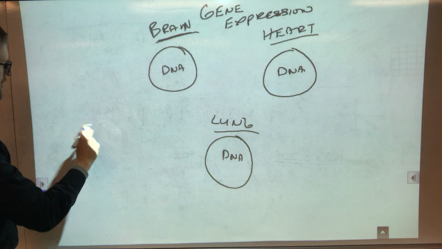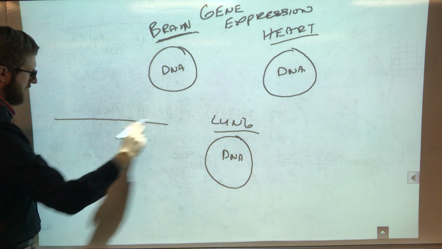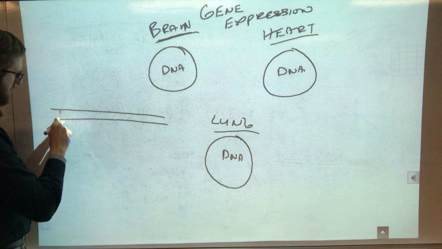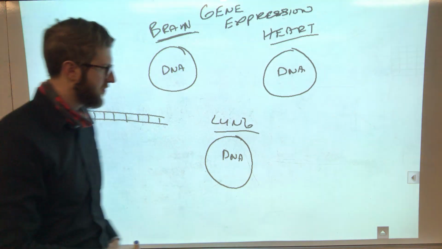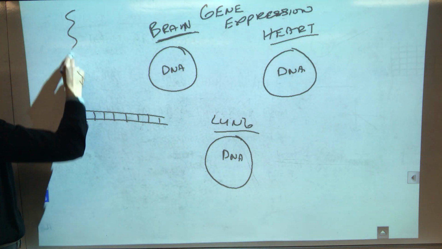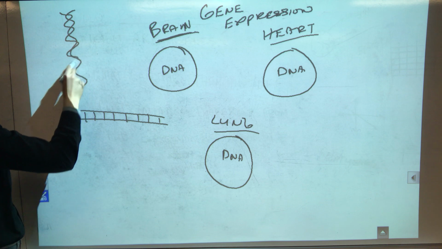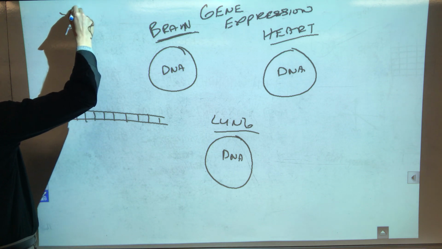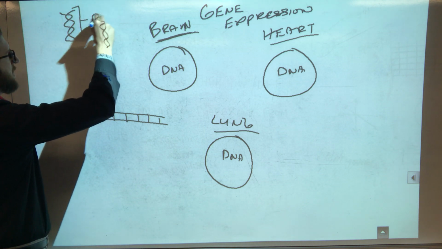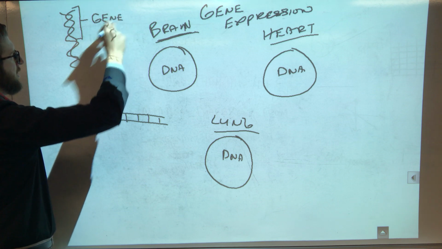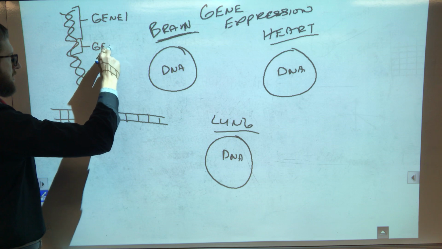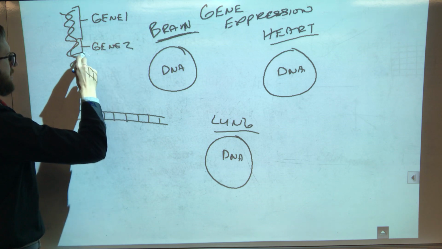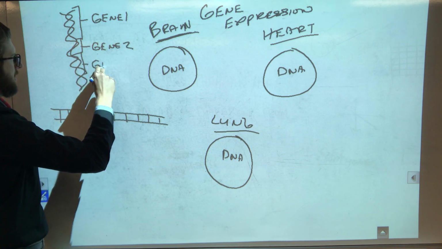Remember, a gene is just a short segment of DNA. So if this is your DNA, remember it looks like a ladder if you untwist it, or if you want to look at it twisted, you can look at it like this. So a gene is just a short segment of DNA. So that could be gene 1, and maybe this is gene 2, and then maybe this is gene 3.